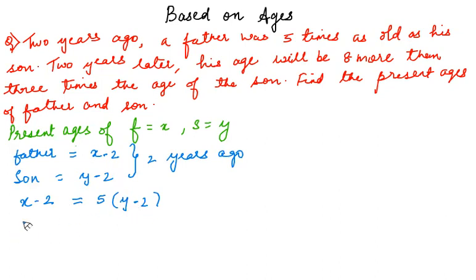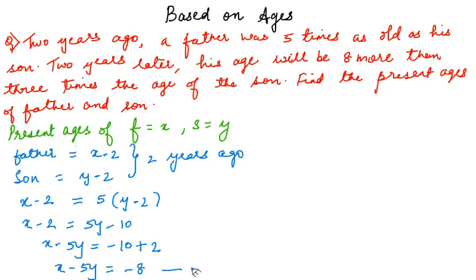When we open the bracket, we get X minus 2 is equal to 5Y minus 10, or X minus 5Y is equal to minus 10 plus 2. When we interchange, the signs change. X minus 5Y is equal to minus 8. This is our first equation.